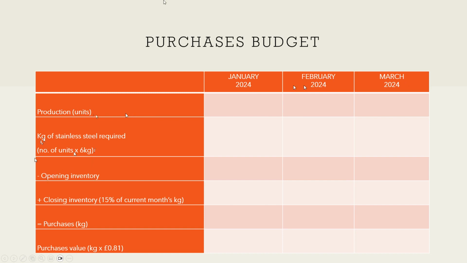Then we're going to take off the opening inventory, so that's kilos of raw materials, add on closing inventory, which is 15%, not of next month's production, but current month's kilos that we're going to use. And that will tell us how many kilos of raw material we need to purchase. And then the final stage is to work out the value of those purchases. So we're going to multiply the number of kilos by 81 pence per kilogram.